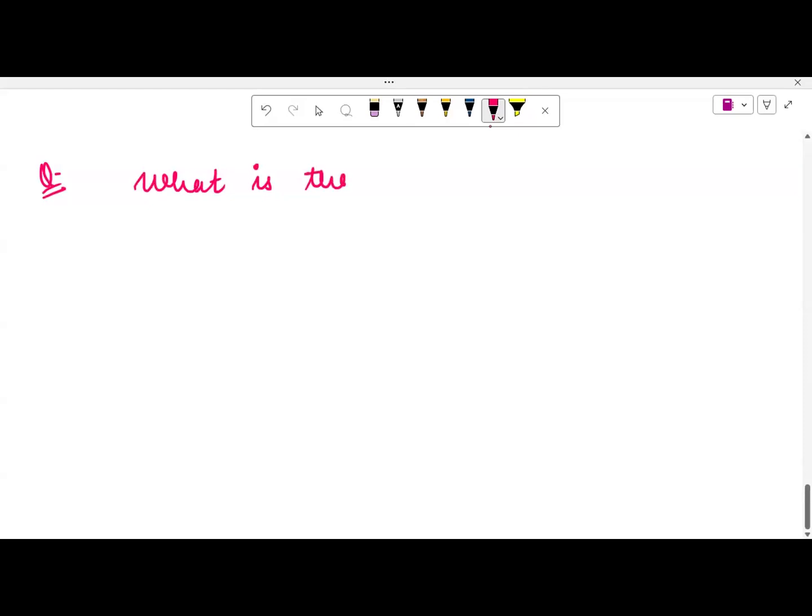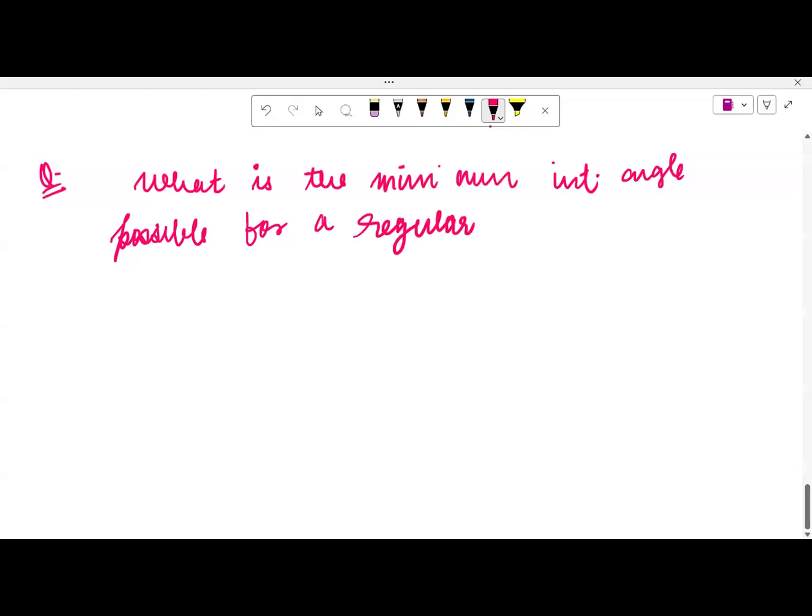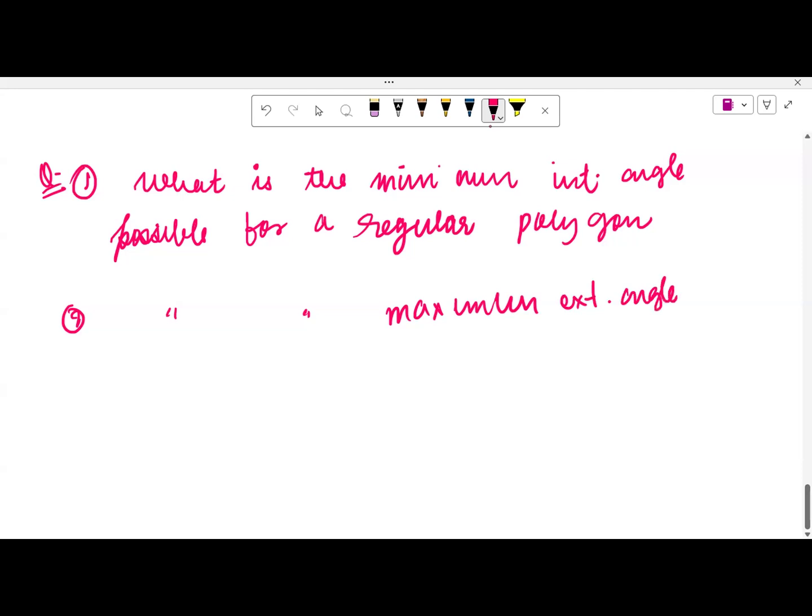What is the minimum interior angle possible for a regular polygon? And the second is the same question, just the maximum exterior angle. The first question is the minimum interior angle, and the second question is the maximum exterior angle possible.